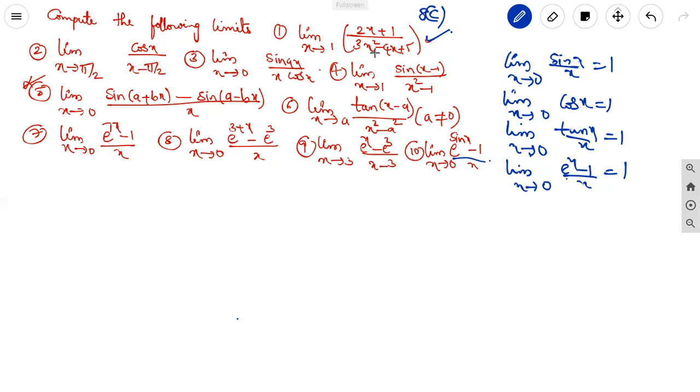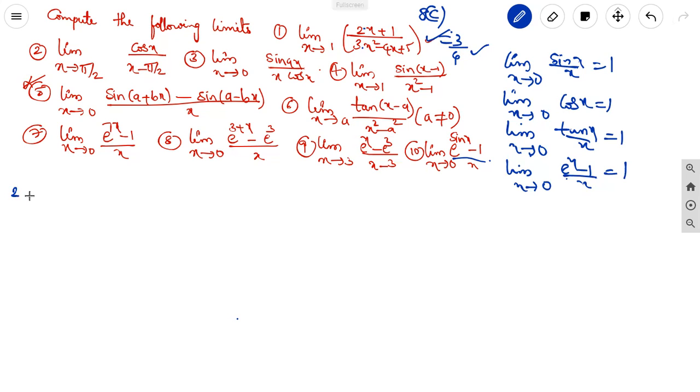For the second problem, the first one is already over. When you substitute x equal to 1, it is 3 by 4 is the answer. 1, 2 plus 1 is 3. 3 minus 4 plus 5, 8 minus 4 is 4.